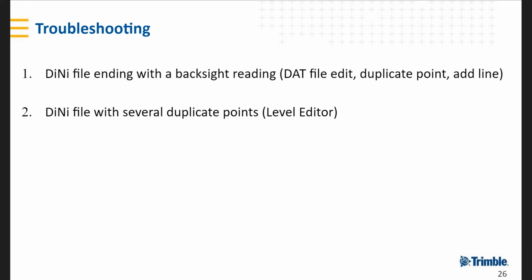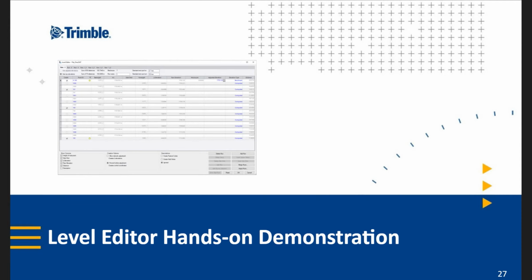And then another one, a Dini file that has several duplicate points, and we'll look at the level editor to make those adjustments. And going back to the first one, to address that scenario, we're going to look at the DAT file, make some edits in the DAT file, bring it into the level editor, and we'll see a duplicate point. And then in that scenario, we can use the add line function or decide what we want to do. Okay, now we're going to get into the hands-on demonstration.